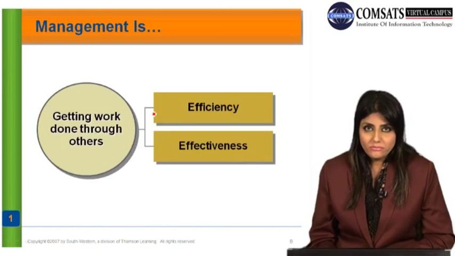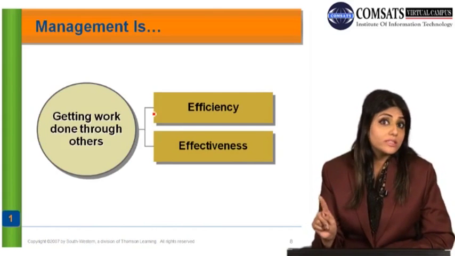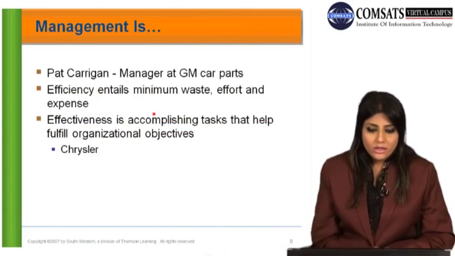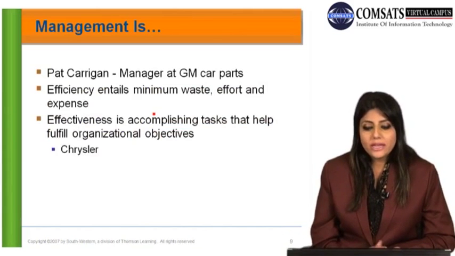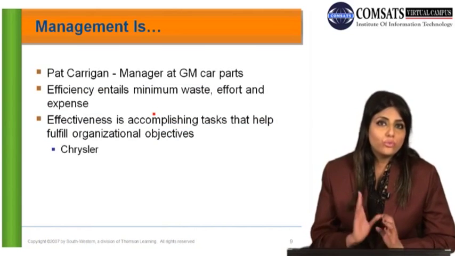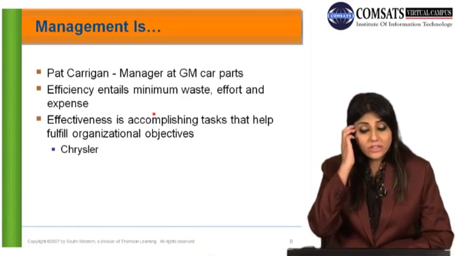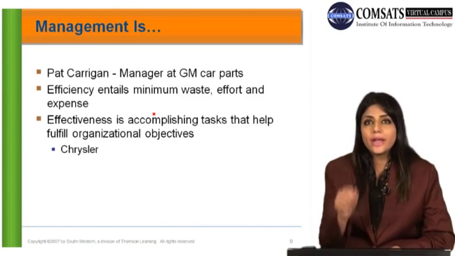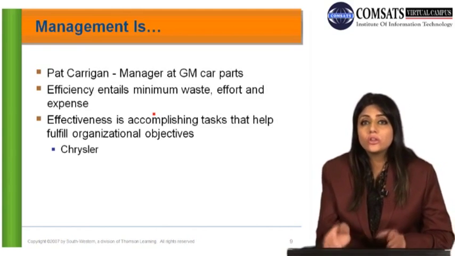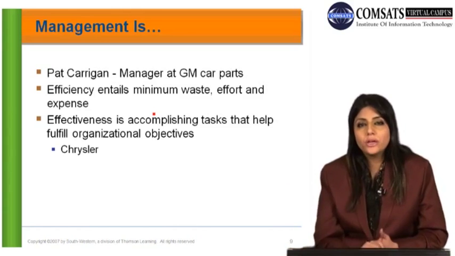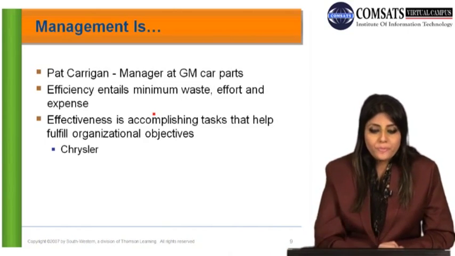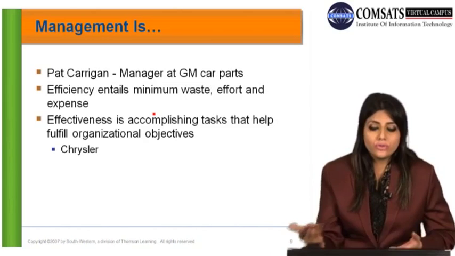So if we go to the previous slide, we see that management is getting work done through others, but that is not enough. It should be done efficiently and it should be done effectively. So efficiency entails minimum waste, effort and expense. We'll say that the work has been done efficiently when it is done with minimum waste, with minimum effort exerted on the work, and with minimum expense. So the costs are lower to get that output, waste is lowest, and effort is also low. Then you say that you are doing it efficiently.